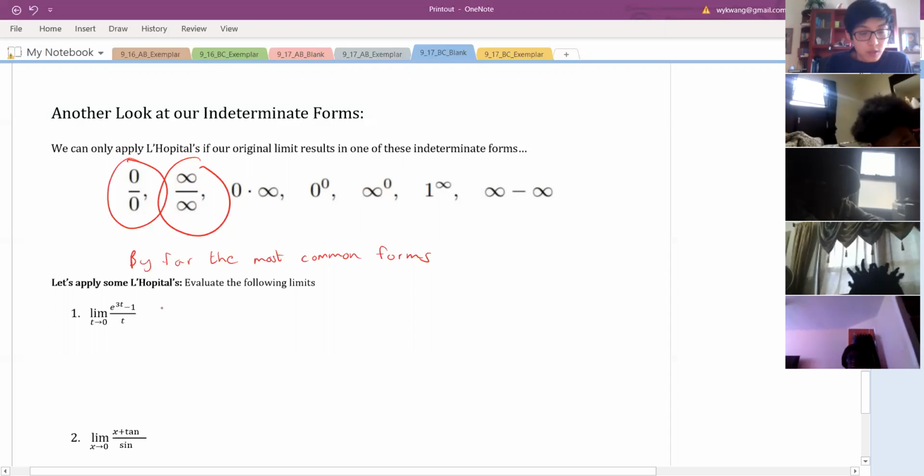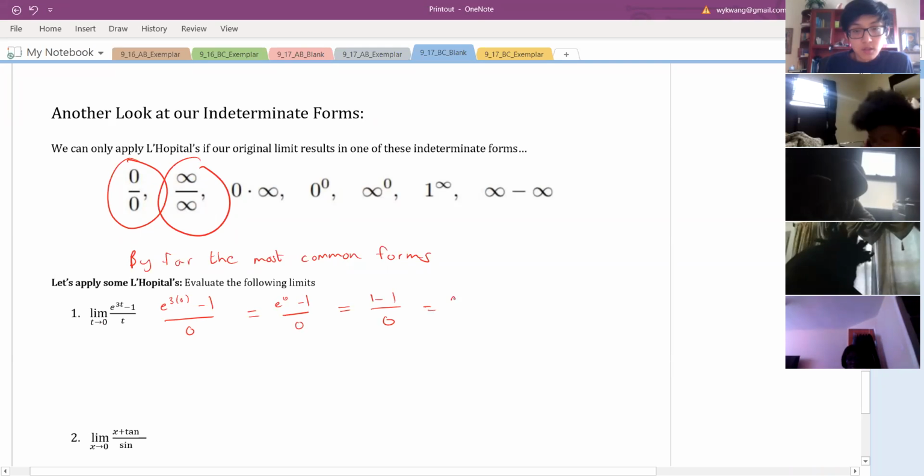So you took us through the whole thing. So we can just plug in 0, right? Substitute in 0: 3 times 0 minus 1 over 0, right? And that's e to the 3 times 0, so it's e to the 0 minus 1 over 0. e to the 0 is 1, so 1 minus 1 over 0 is equal to 0 over 0. So that's our indeterminate form.